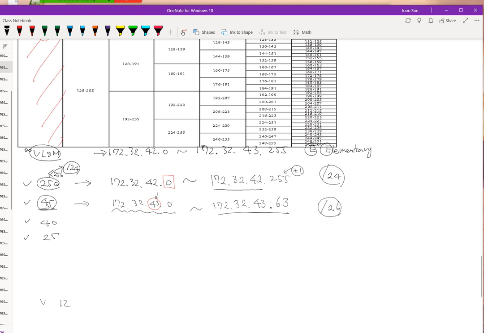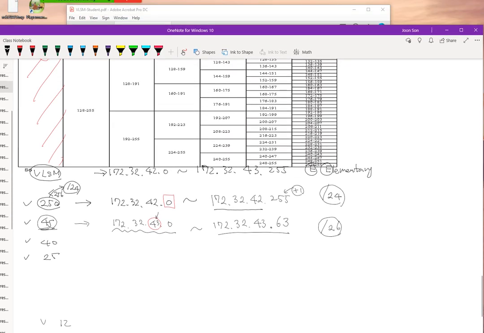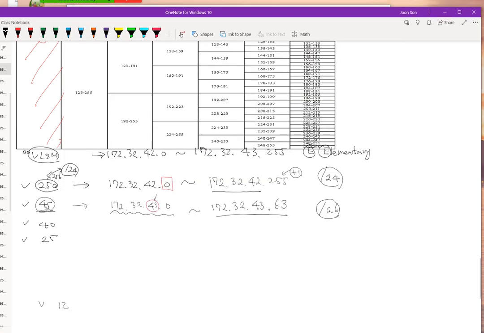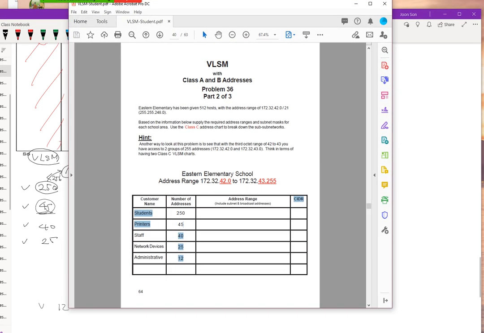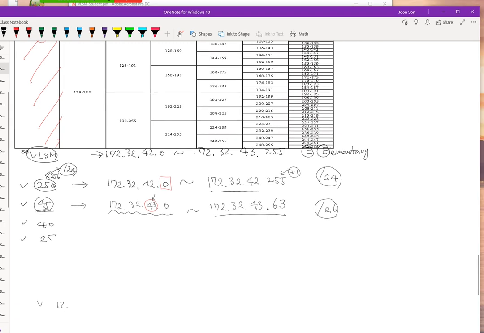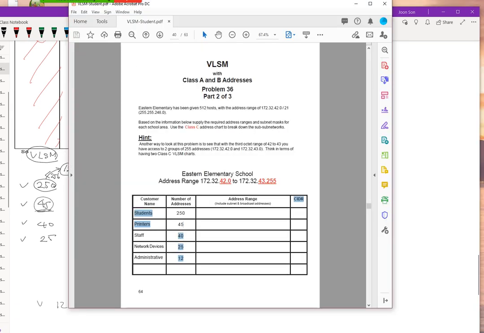Okay, so a hint: another way to look at this problem is to see that with the third octet range, 42 and 43, you have access to 2 groups of 250 addresses. Think in terms of having 2 class C VLSM charts. So that means you have to use a little bit of intuition.